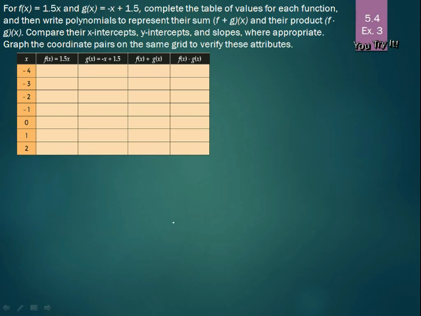Okay, so first let's start out by filling in our table. You can fill this in manually by plugging in the x values for x and then adding them together for f of x plus g of x, and multiplying the two f of x and g of x values for f of x times g of x. However, I'm going to show you just how to put this into a calculator to give us that table.